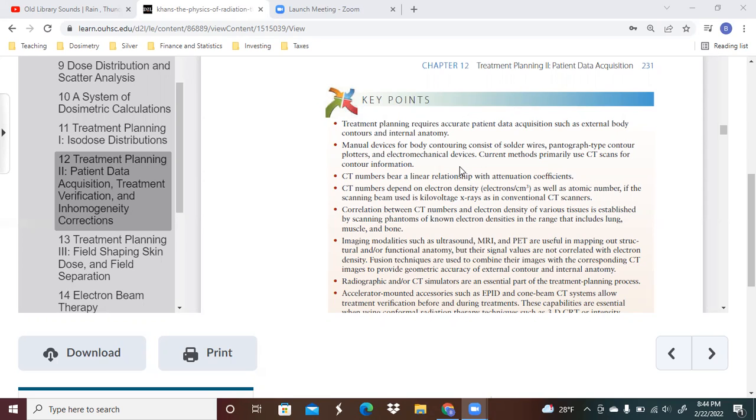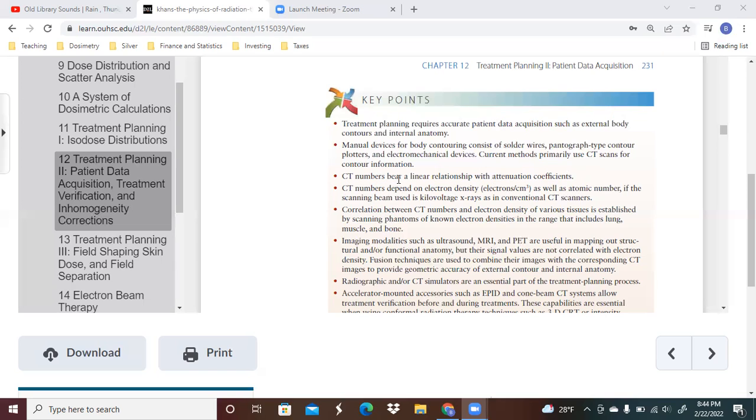Now, in days before, we had manual devices for body contouring, like a solder wire, which you can lay over the head or something like that to give you an idea as to what the shape of this is like. Pantograph type contour plotters, electromechanical devices. Those are old ways of doing things.